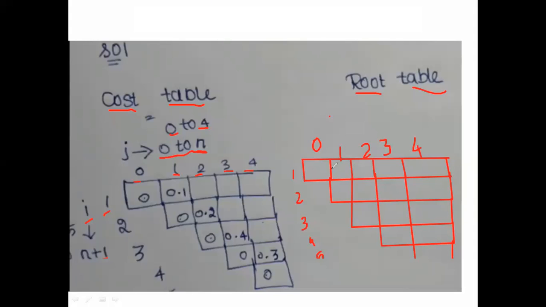Okay, so next we have to fill the columns. How can you fill the columns? Initially the diagonal, first column and first row should all be 0. It is common to all problems.